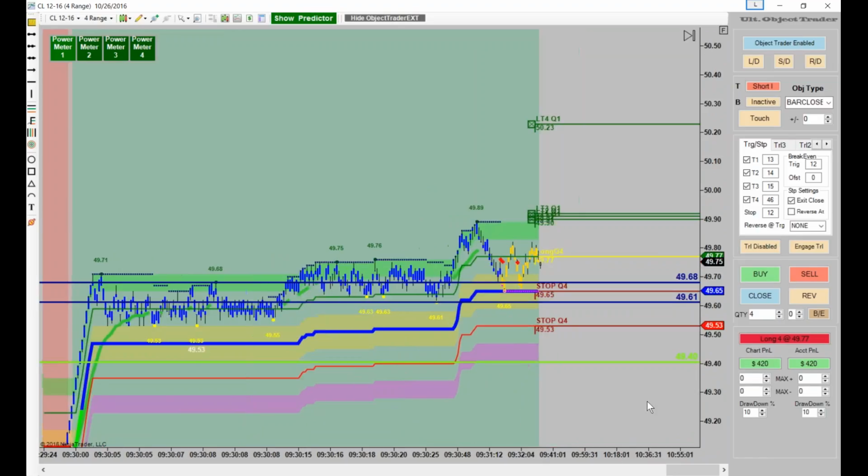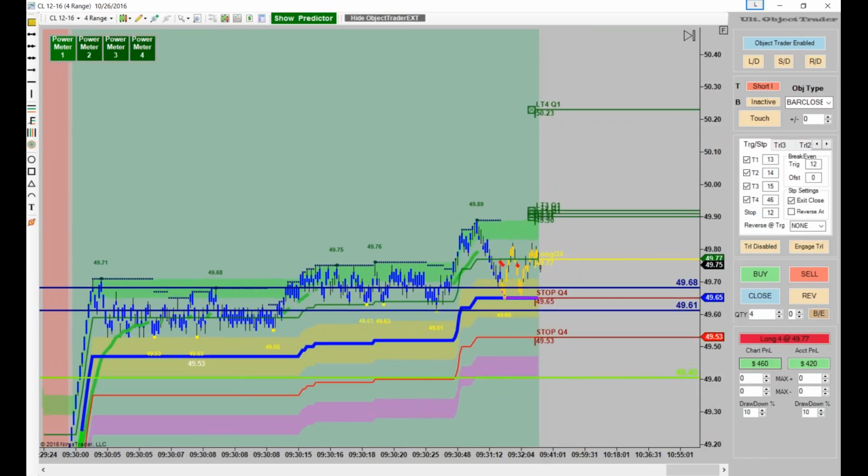I am not sure why this is actually counting like this. Let me check something here real quick. Let's see. Yeah, oil's actually got just a long, let me check the orders here. Okay.